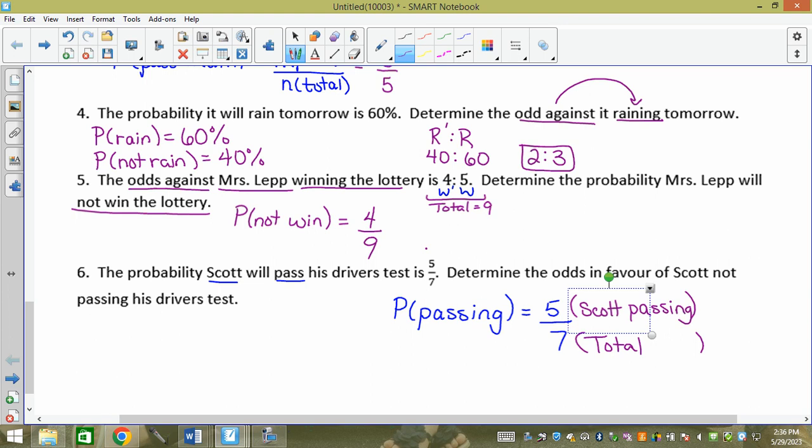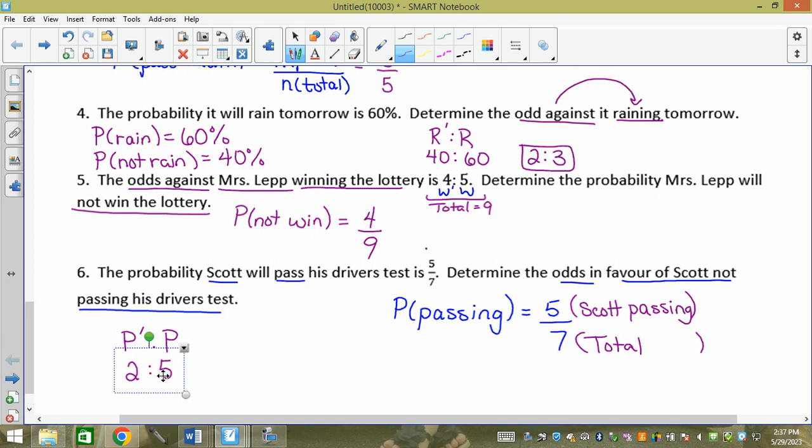So it says odds in favor of Scott not passing. So it says odds in favor, whatever comes after that comes first, right? So odds in favor of Scott not passing would come first, and passing would come second. So how many times did he not pass? 2. And how many times did he pass? Because what should this add up to? 7. Right?